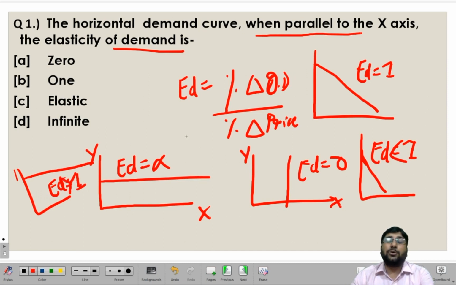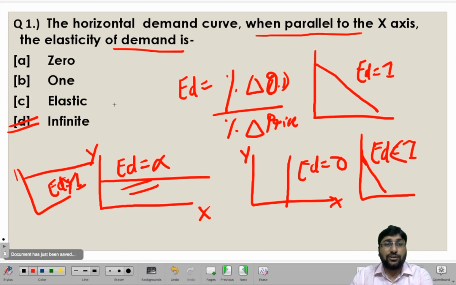So this is all about the graphical representation. If you are aware of these 5 diagrams, it becomes very easy for you to solve this question. Since the question says the horizontal demand curve is parallel to the x-axis, we know that the elasticity is going to be infinite. So D is the correct option in this case. In this way we can solve the questions.